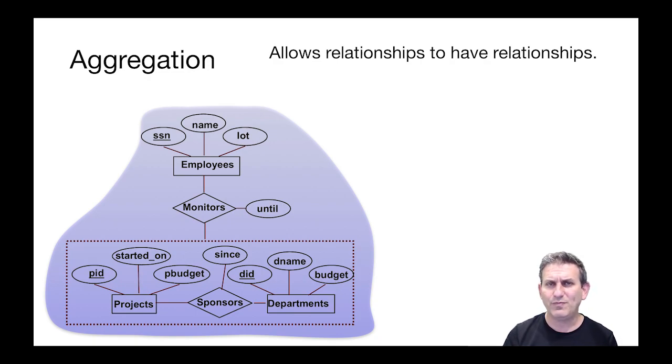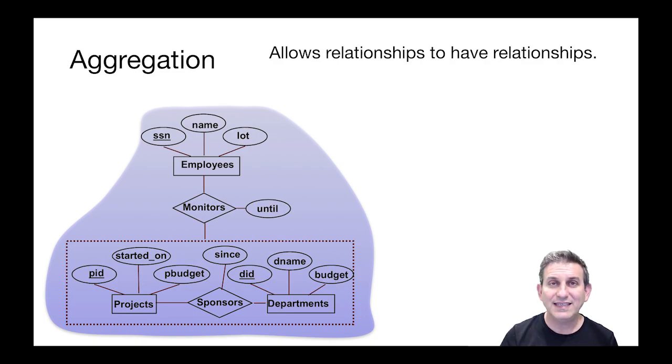And this is different from the group by kind of aggregation we saw in SQL. It actually is not connected. It's a different concept. The idea is that you can take a subgraph of entities and relationships, like projects that are sponsoring departments, and you can put a dotted box around it. And that dotted box is called an aggregation. And it's effectively an encapsulated entity set. So all the things down in there can be thought of as joined together into a single entity set. And then this monitors relationship set can connect that aggregated entity set to another entity set.